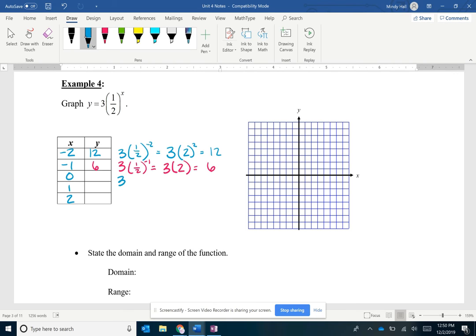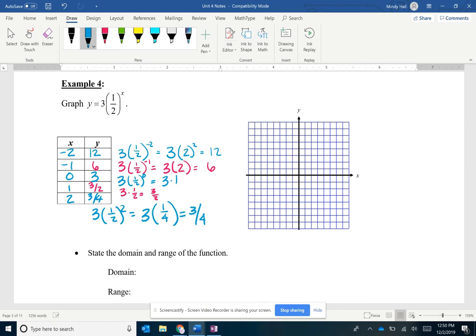Then we have 0, so 3 times 1/2 to the 0 is obviously just going to be 3 times 1, so that's just 3. Then when we plug in 1, we have 3 times 1/2, which would just be 3 over 2. And then with 2, when we plug that in, we have 3 times 1/2 squared, so that would be like 3 times 1/4, because we squared the top and we squared the bottom, and so then that would be 3/4.